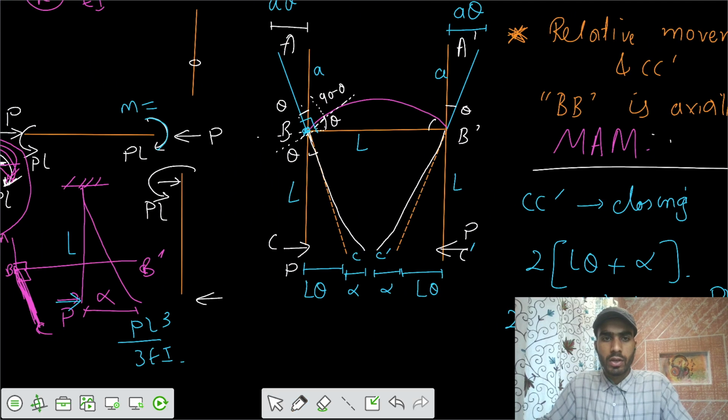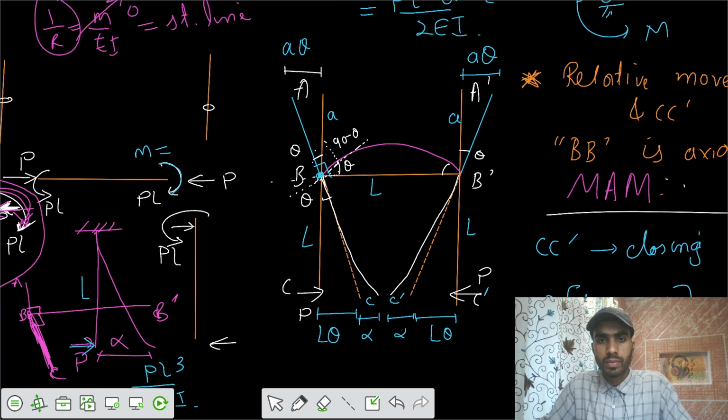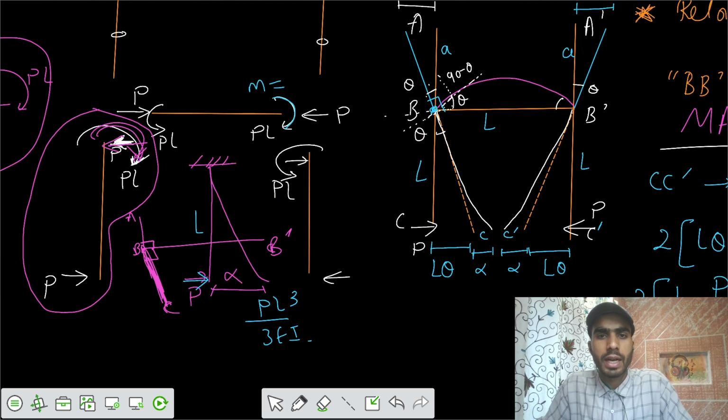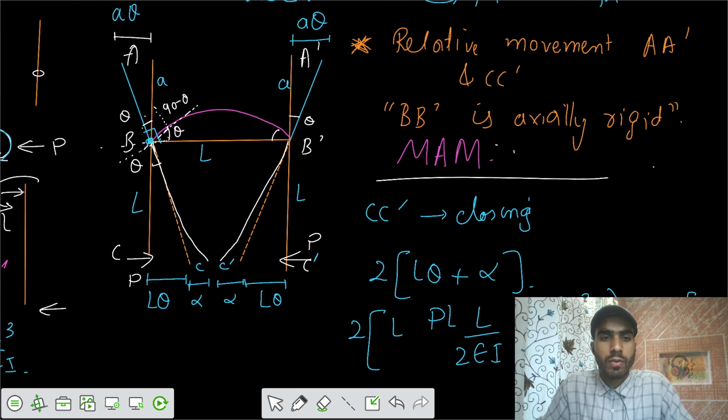Now the free body diagram you have to make. In every method you have to get the free body diagram of this structure, because loads are acting only at the points C and C dash. You don't know what's happening inside, so for that you have to see what forces are developed in all members separately. So the configuration is the same. Now by using the moment area method you can get the value of that deflection, which I called alpha.